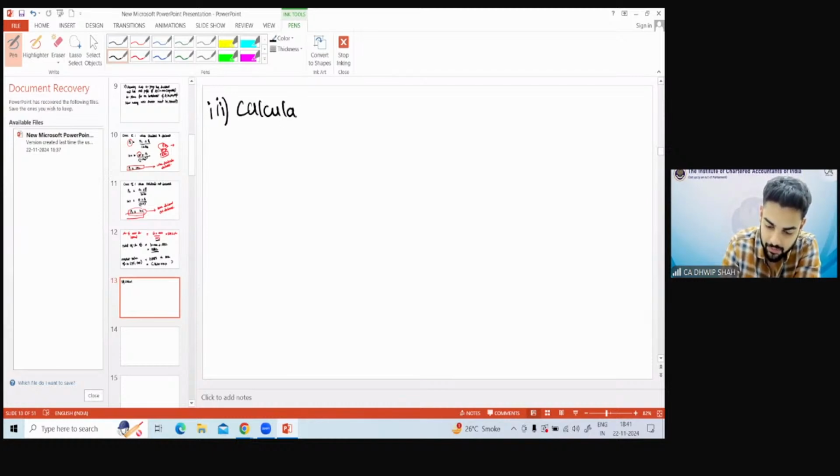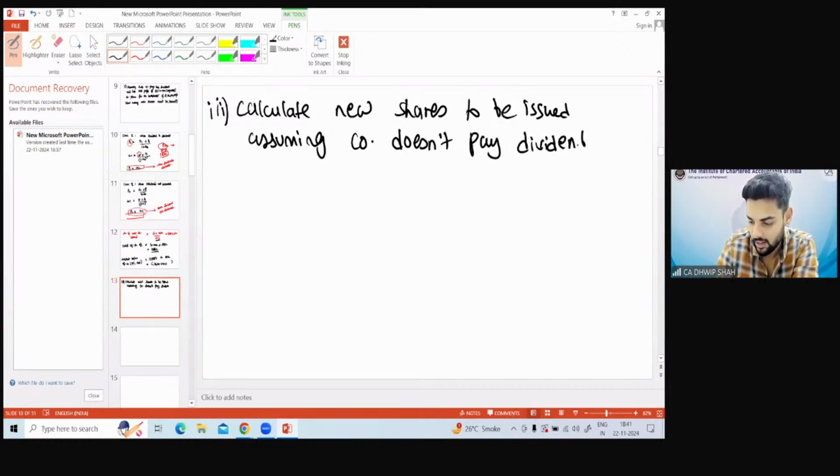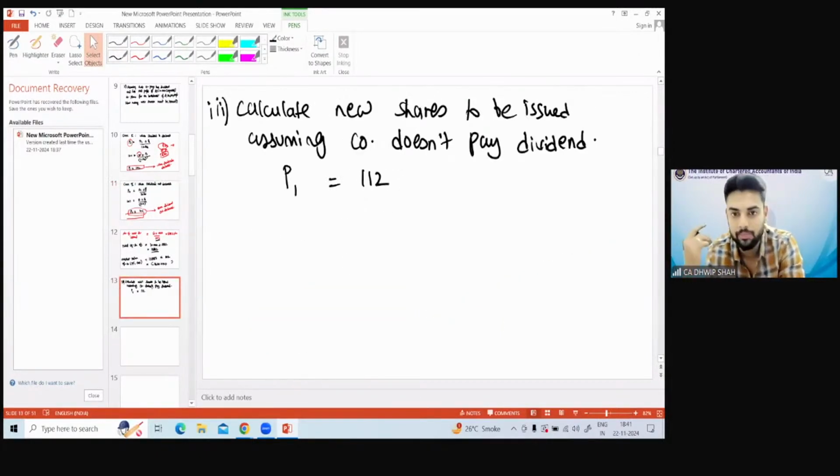Calculate new shares to be issued assuming that now the company does not pay dividend. Okay? Now let's change the entire story. First of all, when the company does not pay dividend, can I say my P1 was 112? Hope you all remember this. When the company did not declare dividend, my expected price at the end of year 1 was 112. No question in this, no debate in this, correct?